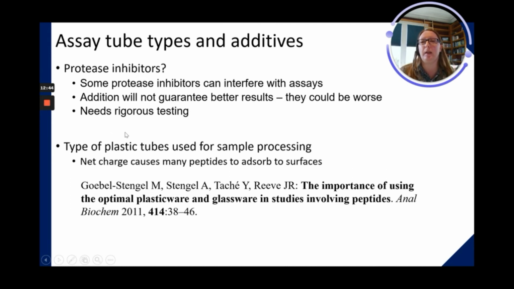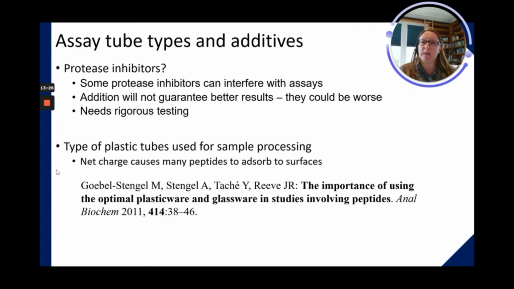However, we have to bear in mind that protease inhibitors can interfere with assays. And in the results that I showed you previously with the CGRP standard curves, if you add certain protease inhibitor cocktails to those samples, you completely lose your measured CGRP, counterintuitively, because the protease inhibitor is in fact interfering with the assay. So addition will not guarantee better results, and in fact they could be worse. And one of the issues is it's hard to know exactly which proteases are most active in vivo. So this needs rigorous testing for each analyte in each assay.